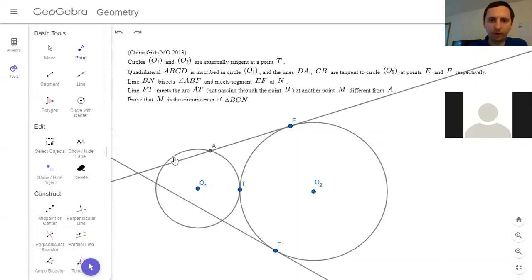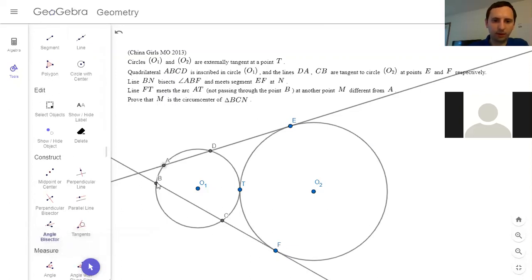Actually, let me see, because I wanted to bisect AB. Let me do it like this. So this should be A. I think that looks better. So DA is tangent at E, and CB is tangent at F. BN bisects angle ABF.